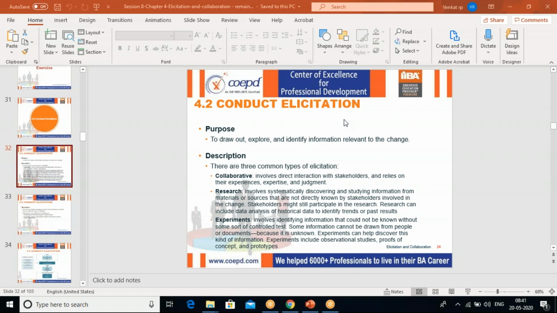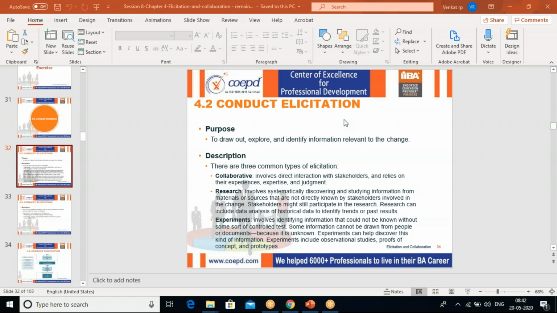Now the purpose of conducting elicitation is to draw out, explore, and identify information relevant to that particular change. Basically, understand that business analysis is all about bringing out that change. Remember the BACCM, it speaks about a change that will happen from the need through a solution to the stakeholders, and it brings value to them, and it happens within some context. The same thing here: about that particular change, what information is required, we actually get when we conduct the elicitation.